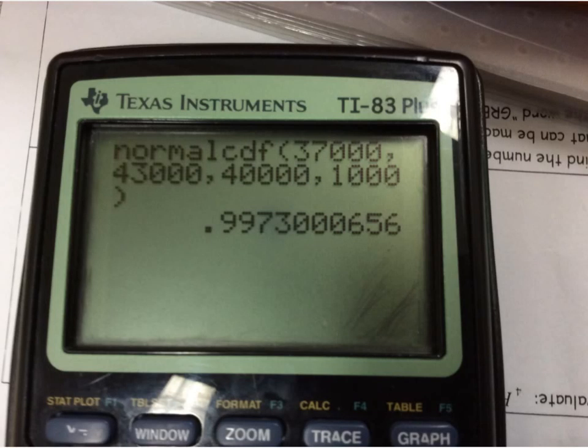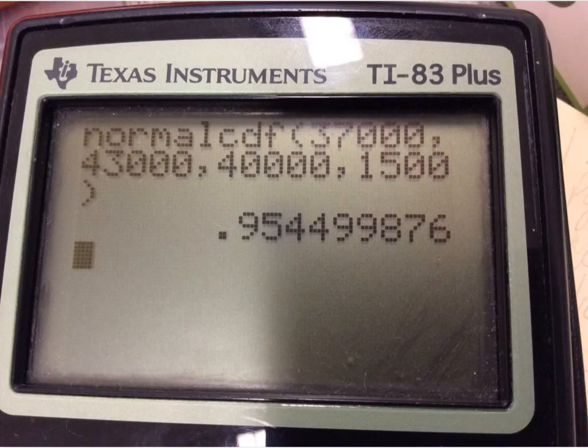Okay, so here's what we get for tires for you. This would end up being 99.73%. Okay, here's what I get when I put in keep rolling tires. I get 95.44%. So take that information and you should be able to find the correct answer to problem number 18.